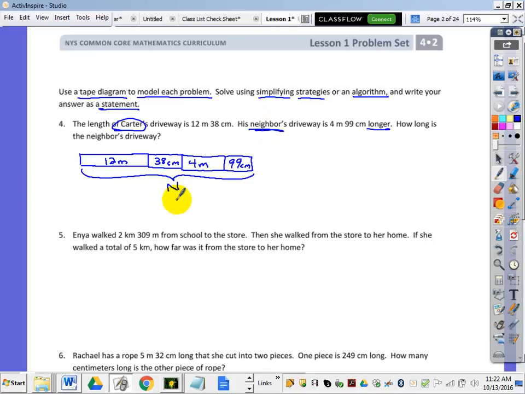How long is the neighbor's driveway? Well, it's a simple addition problem, kind of like the one we did last time. They didn't ask us to simplify the centimeters. As long as we show it in meters and centimeters, it's pretty easy. I'm going to stack them on top of each other, putting this in numbers: 12 meters, 38 centimeters, plus 4 meters, 99 centimeters.